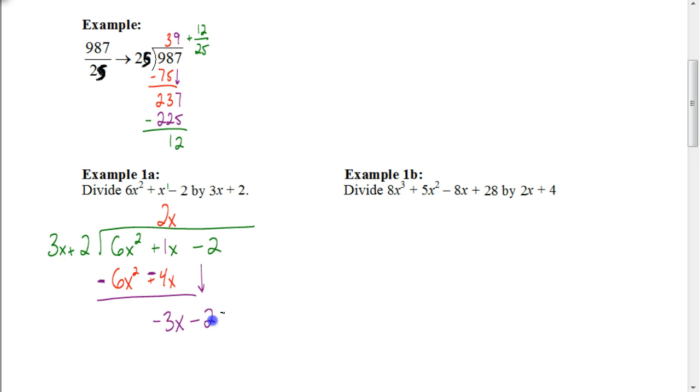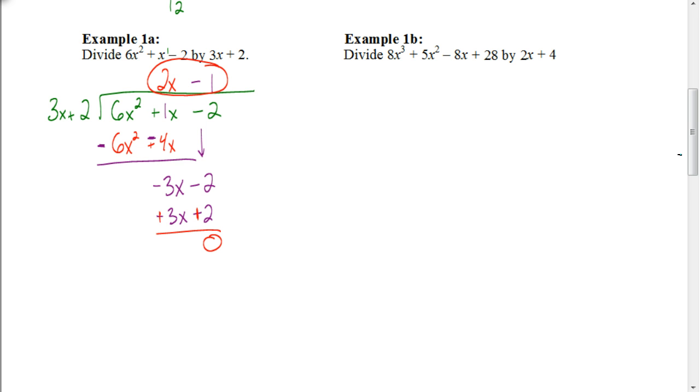And just like before in the previous example, the next step would be to bring down the next term, so we're going to bring down a negative 2. And now I want to ask myself, what would I multiply 3x by to get negative 3x? Well, that's negative 1. Negative 1 times 3x is negative 3x. Negative 1 times 2 is negative 2. And now again we want to subtract these. Subtracting a negative becomes a positive. Subtracting a negative here also becomes a positive. So when I add those together I get 0. So this one has no remainder. So we're left with 2x minus 1 as your quotient with no remainder.